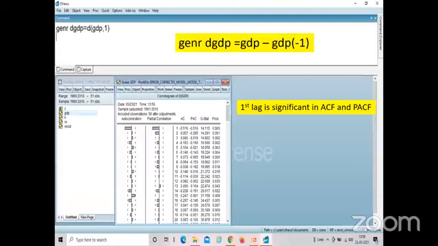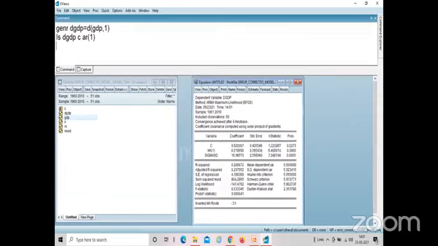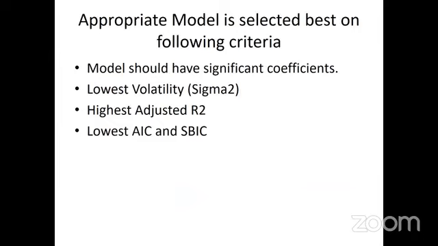Right? Now, after doing this, we had generated one series, that is generate DGDP, first difference. This is also the method in which I can generate the same thing. So we are having the lags here, right? Now, let us go further, and we have to select the best model.